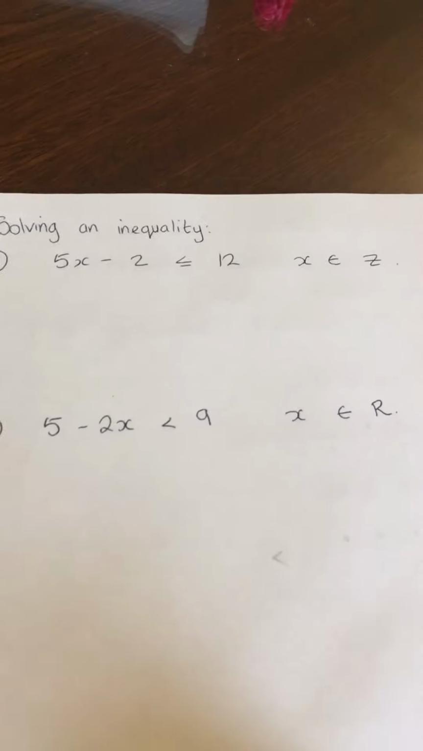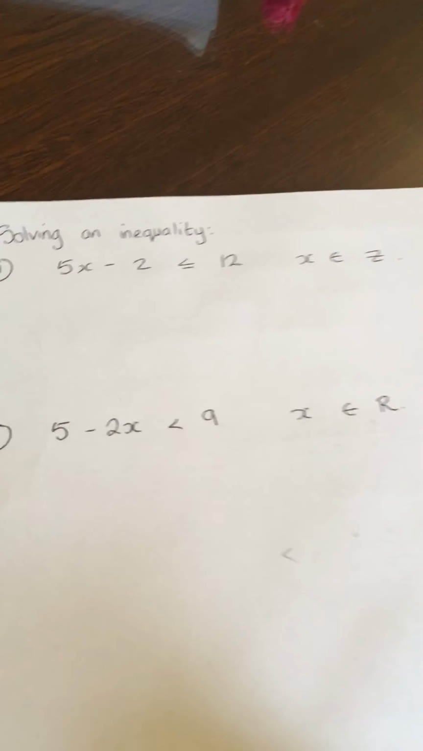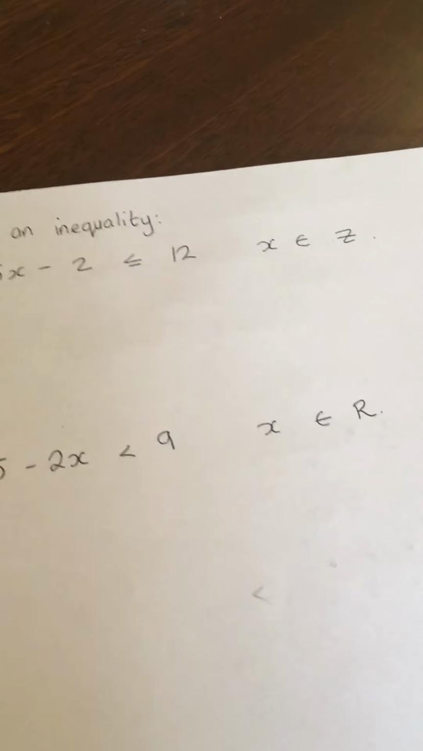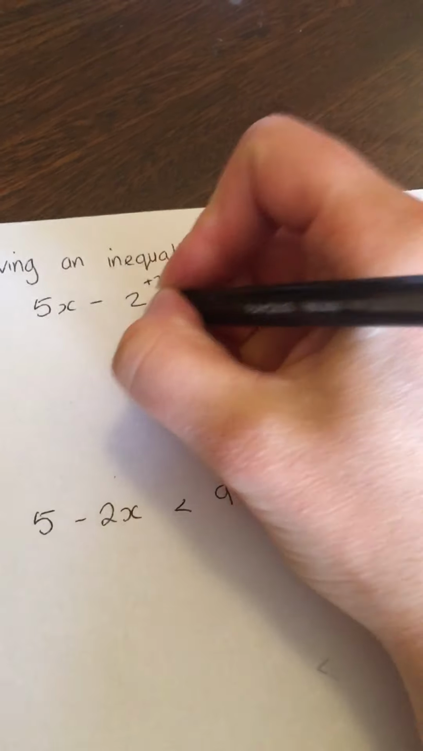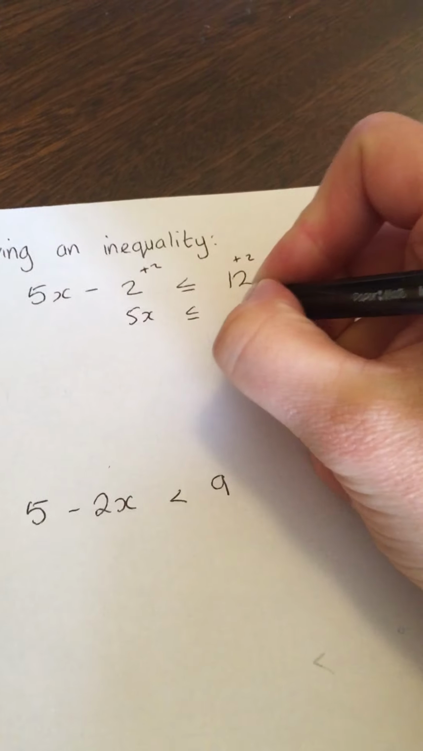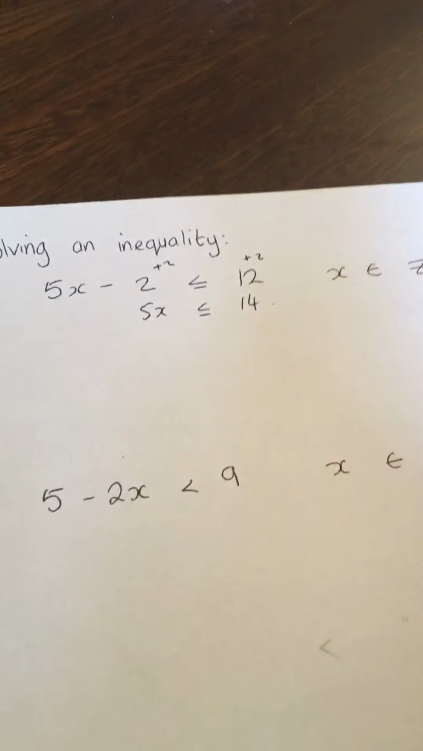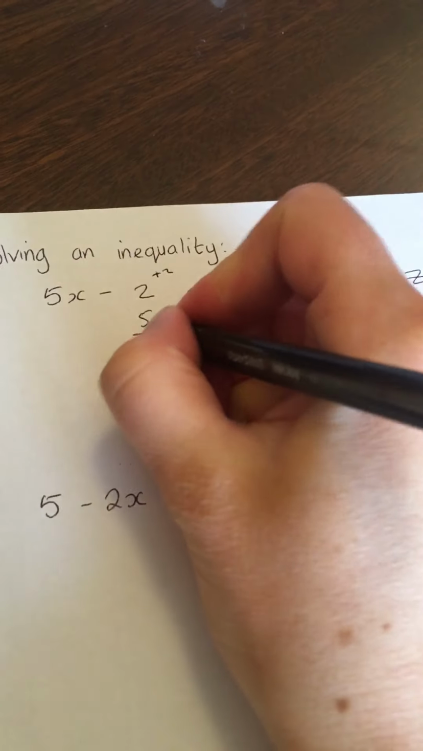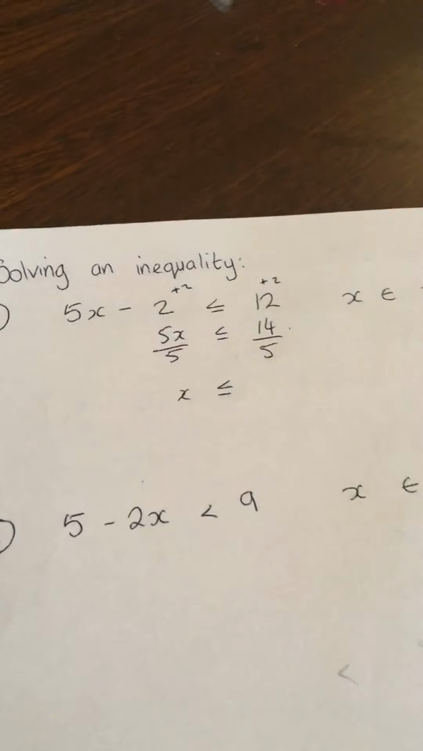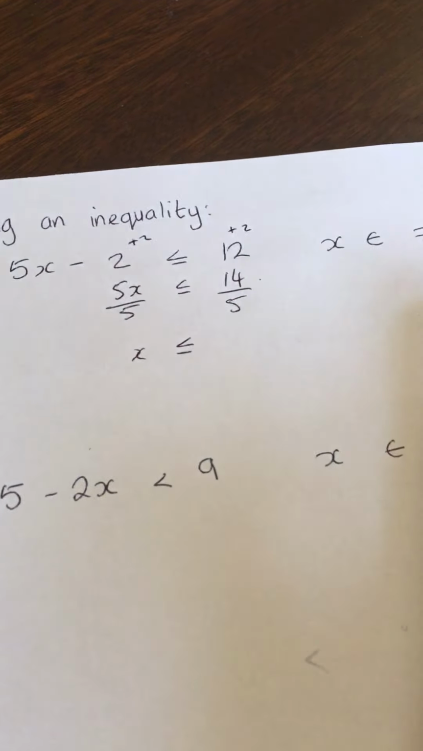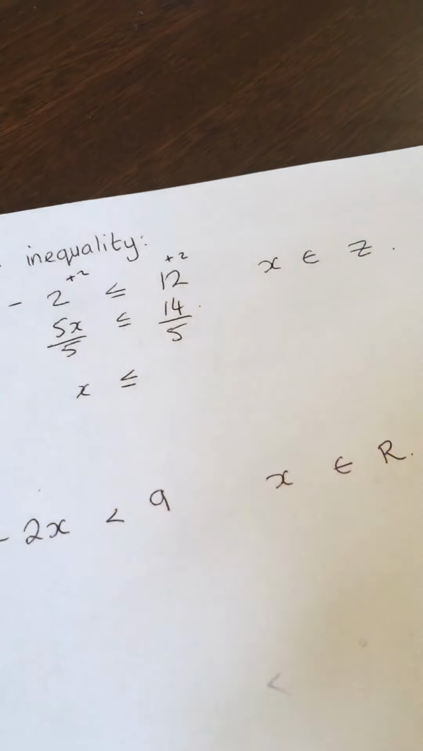Okay, right, last part. So if we were to solve these inequalities, they're the same as if we were solving a regular equation. We do +2, +2. So 5x is less than or equal to 14. Over 5, over 5. So x is less than or equal to, what would that be? 14 divided by 5, 2.8.